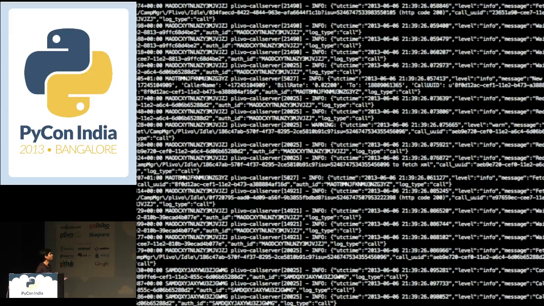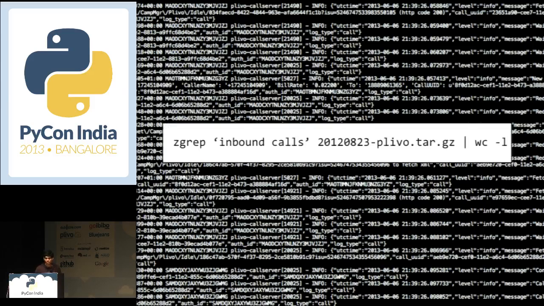So this is one of the call logs, okay, and one fine day we wanted to figure out the number of inbound calls happening on a particular day. Okay, so this is the best way to do it. Okay, and this is not scalable though, right? You can do this on one file, you can do this on 2 files, but finding out patterns between different days, finding out patterns between weeks and months is not possible.